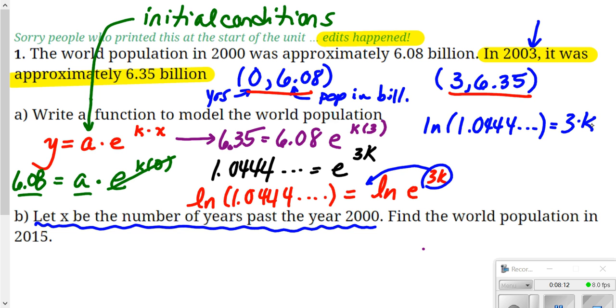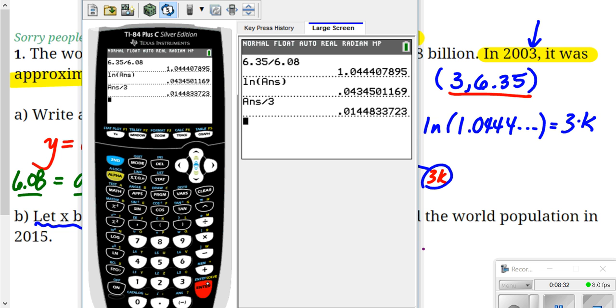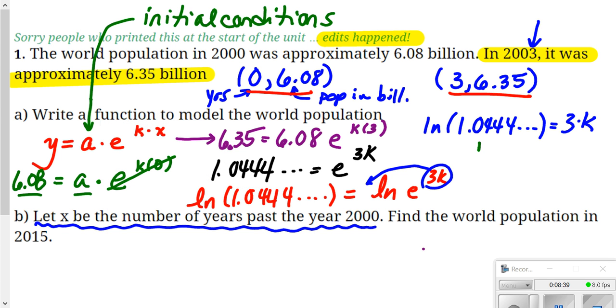So on my calculator, I just need to do natural log of that decimal and divide by 3. So I'm going to come back here. I'm going to do natural log of the previous answer. So I want to push the second key, and then that ANS is on the negative sign. Get that, and divide by 3, because that would match my work, okay? So my constant is going to be about 0.01448, la, la, la, all the things that were on my calculator screen.